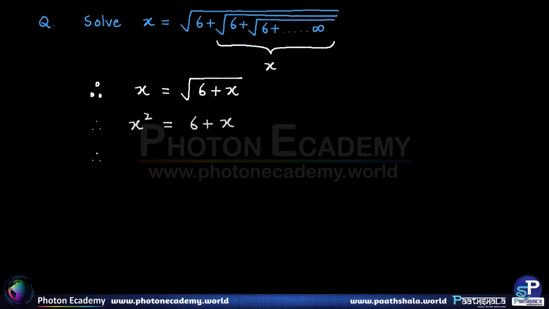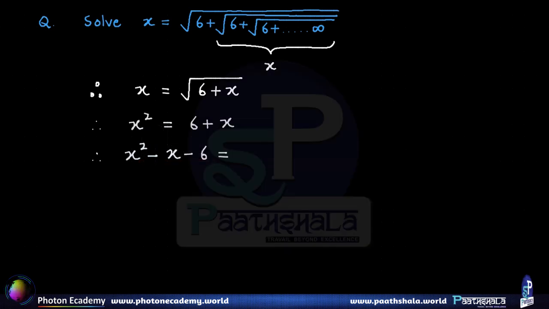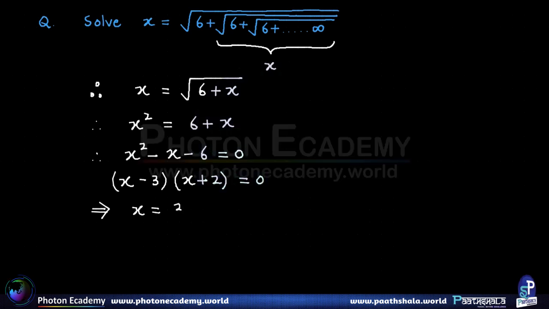So therefore bringing all the terms on one side, we have x square minus x minus 6 equal to 0, and now it's easy to factorize, that is it is x minus 3 and x plus 2 equal to 0, which gives us x is equal to either 3 or minus 2. Now once again we have to check whether these two values are really the roots of the given equation.